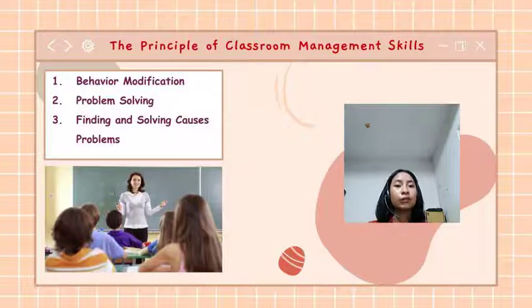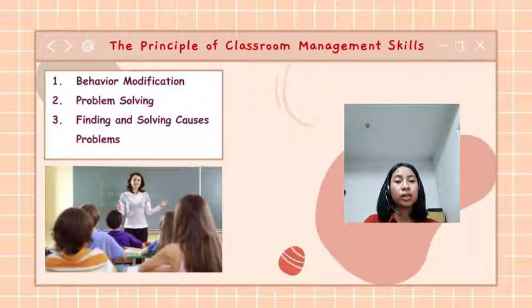So reinforcement is a consequence that reinforces the behavior, and punishment is the consequence that weakens the behavior. So students' behavior is regulated and changed by the consequence of their classroom behavior. Next is about problem solving. The teacher must be able to solve problems that occur in the class.